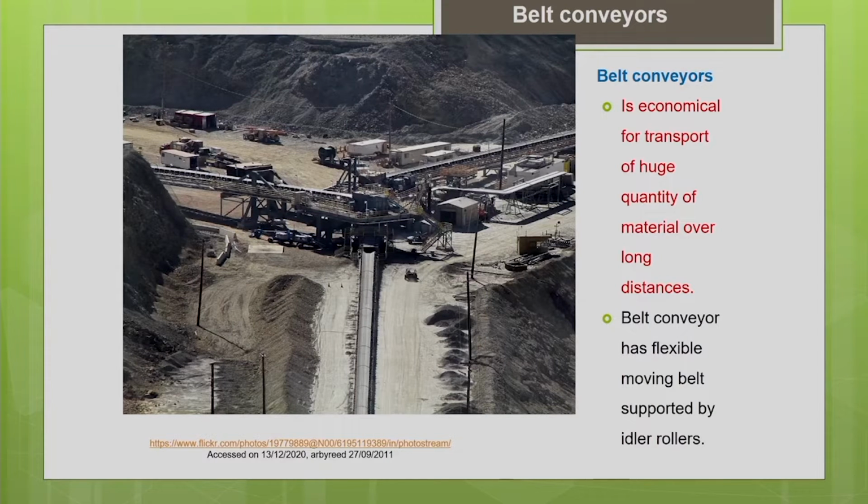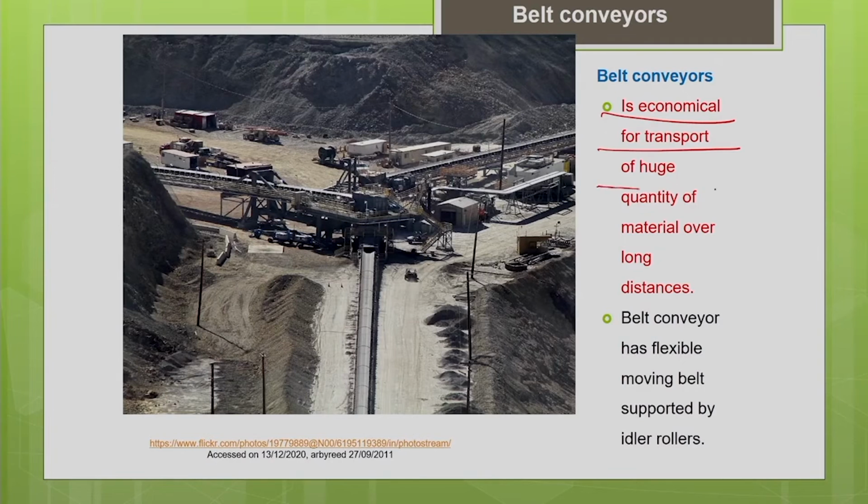We have portable belt conveyors, series conveyors. You can commonly see them in the RMC batching plant, asphalt batching plant or aggregate production plant. You can see the application of belt conveyors very commonly. Generally we can go for belt conveyors when the placement rate needed is very high. It is economical for transport of a huge quantity of material over long distances.